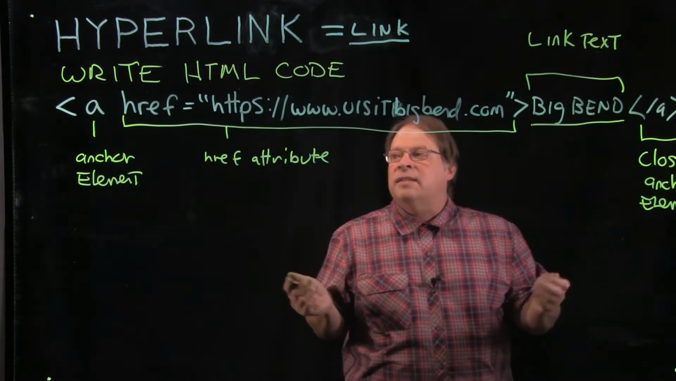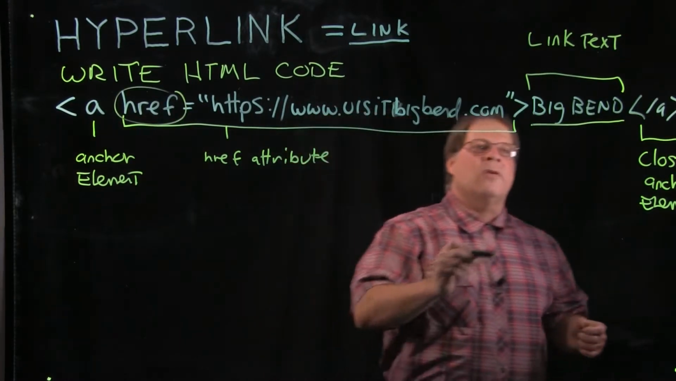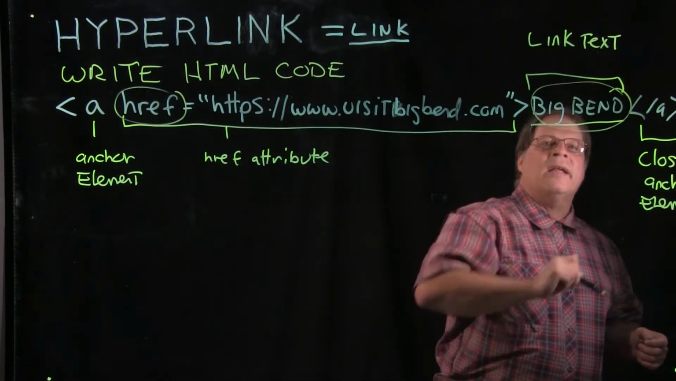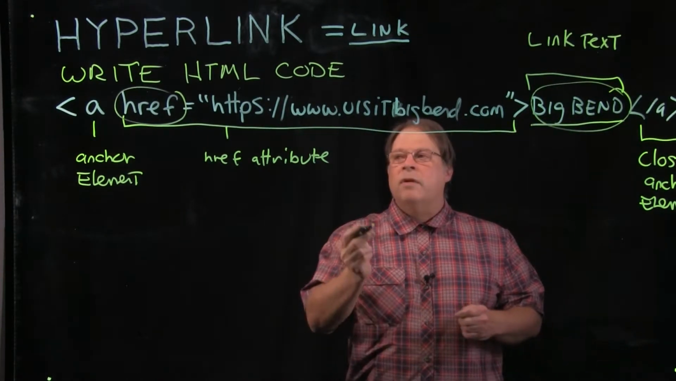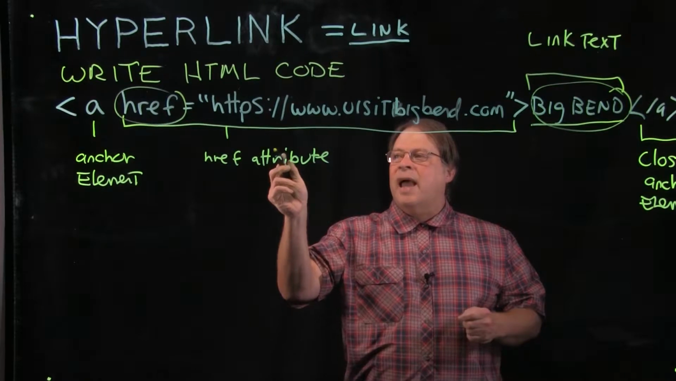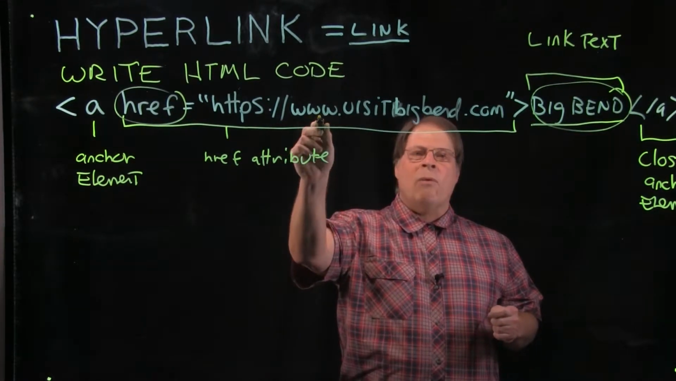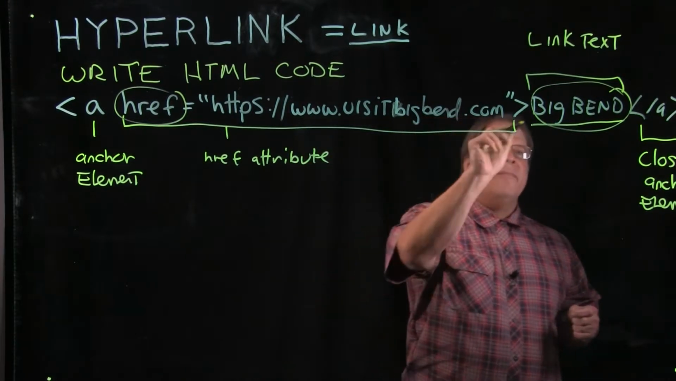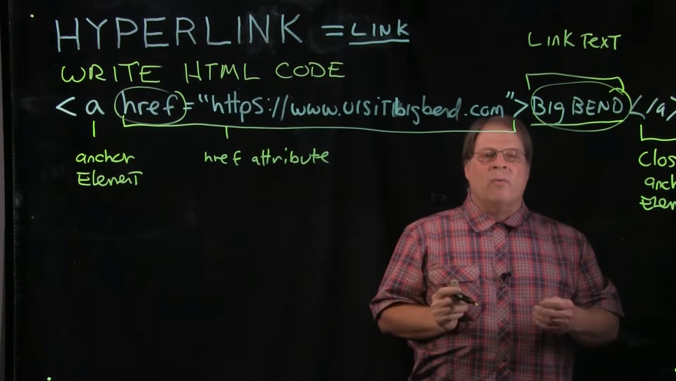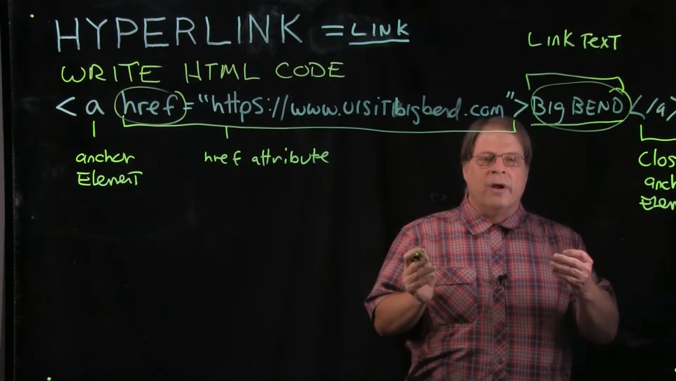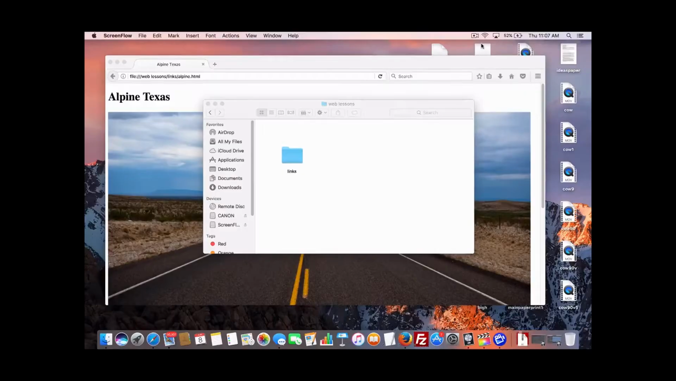So question is, can somebody tell me the difference between the href attribute and the Big Bend link text? Yeah, that's a good answer. The difference is the href attribute tells the link where to go, to which web address. The Big Bend link text is just something that's visual and clickable in the web browser that the user gets to trigger the link to go to another web page or another file.